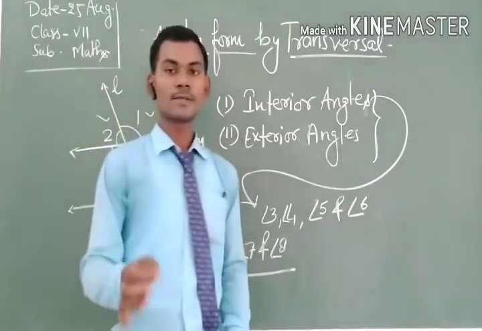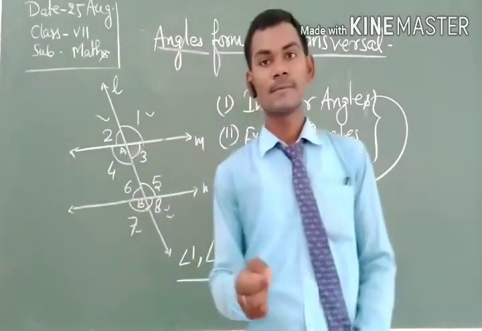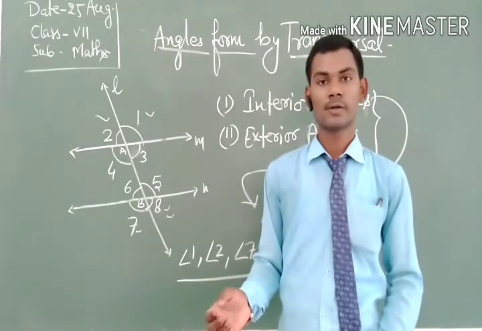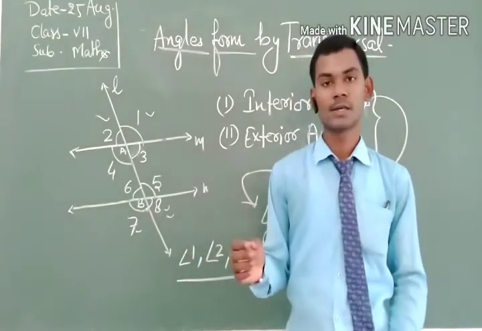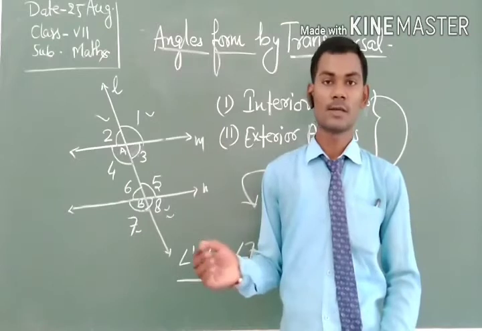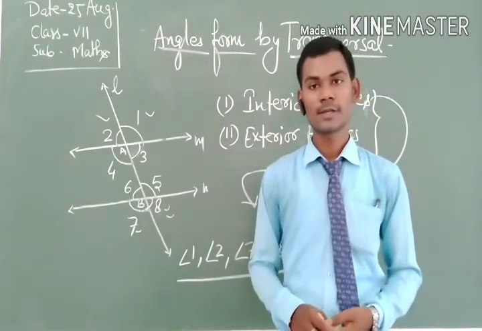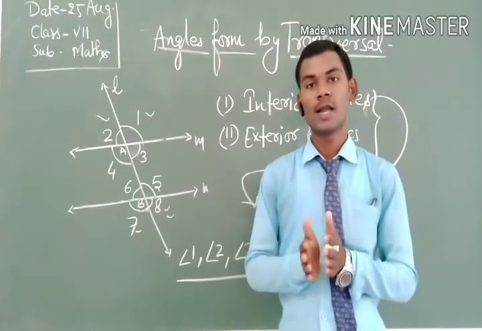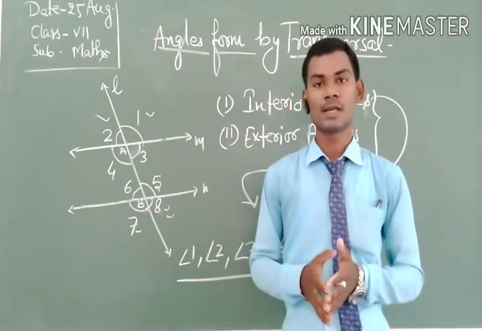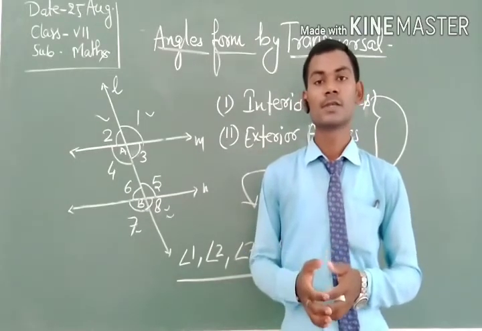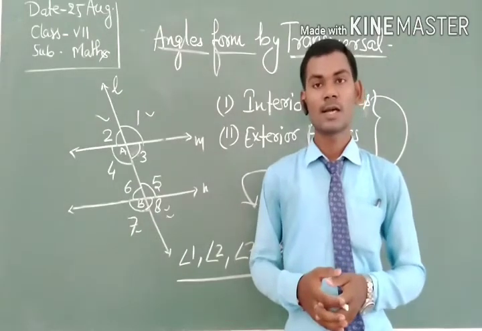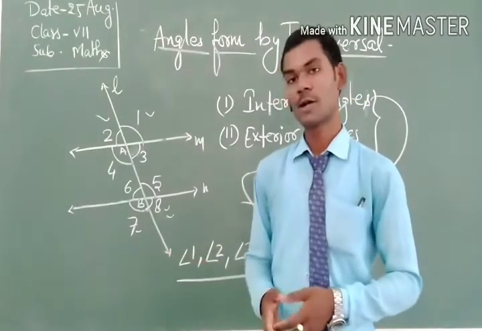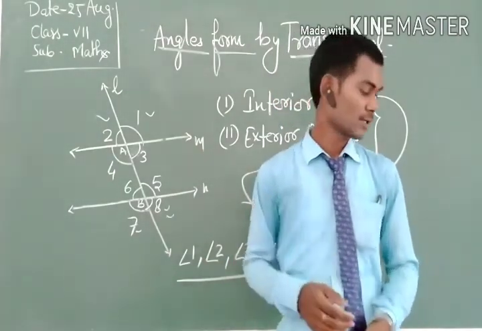So a transversal makes two types of angles between the given lines. What are the interior angles and exterior angles? I explained here. The interior angles are the angles which have a common line segment and also lie between the given lines, and the exterior angles are the angles which do not have a common line segment and also do not lie between the given lines. Let us see some more examples of interior and exterior angles.